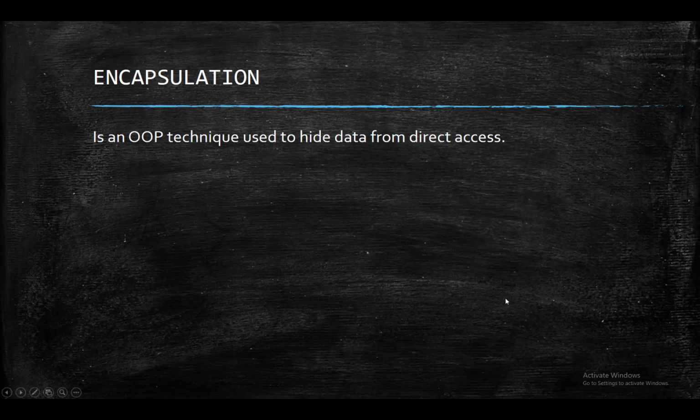So mostly with a capsule, something is hidden, or if you're going to open the capsule, there is powder inside. Okay, so this is how encapsulation works. So in OOP, it is used to hide data from the direct access. So we use it to hide the variables.